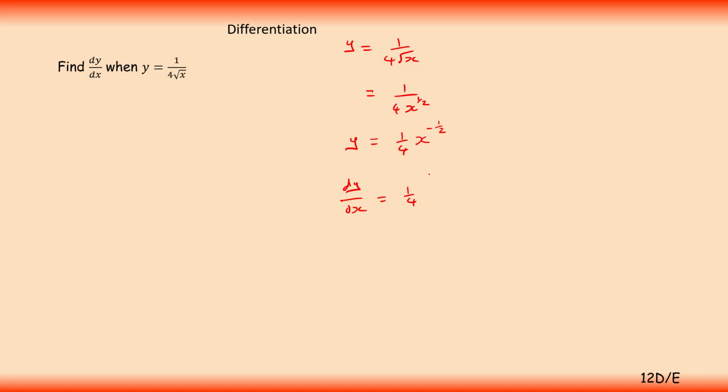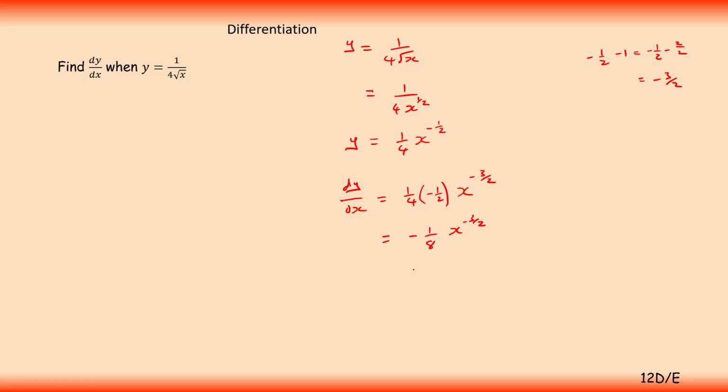I'm going to multiply it by the power, which is minus a half, times x, and then I've got to subtract 1. Minus a half minus 1 is equal to minus a half minus 2 over 2, which is equal to minus 3 over 2. So that's x to the power of minus 3 over 2. And if we simplify that, it's minus an eighth of x to the power of minus 3 over 2.